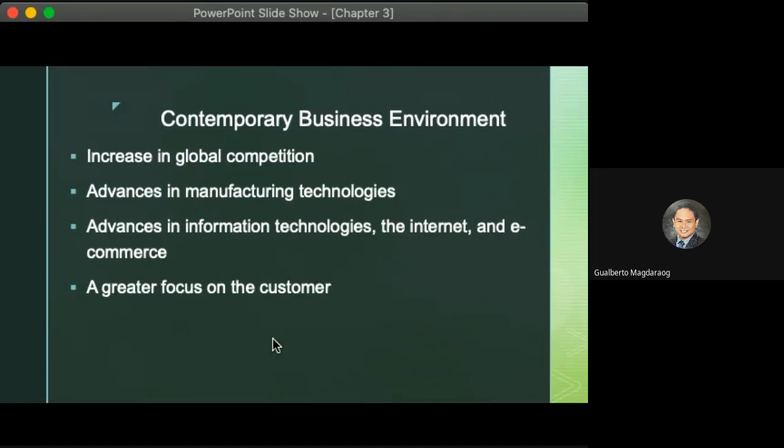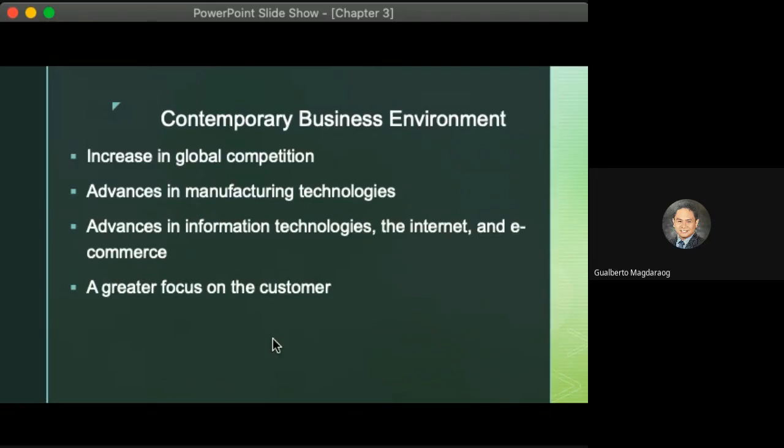Ang thinking nila, when you create a product, dapat damihan mo kasi pag may bumili at naging okay, maraming sunod-sunod na siya. Ngayon, hindi na ganun. Nag-shift na ngayon ang focus ng business, and that is more on what does the customer need and how are we going to satisfy them.